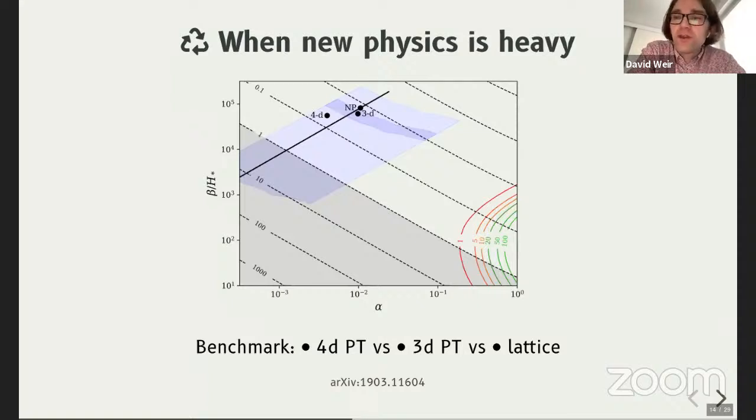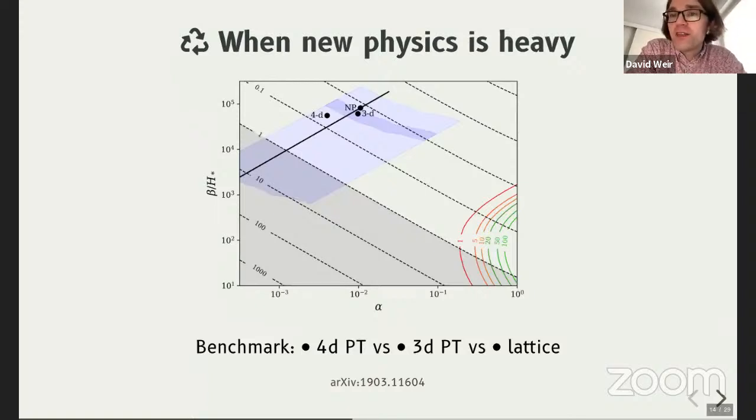Here you have a contour plot, and there's quite a lot going on, so I'll take some time to explain. On the x-axis we have the phase transition strength, alpha, and on the y-axis we have the inverse phase transition duration, beta. We also have some contours of signal to noise ratio at the bottom right for LISA, which I might come back to later.